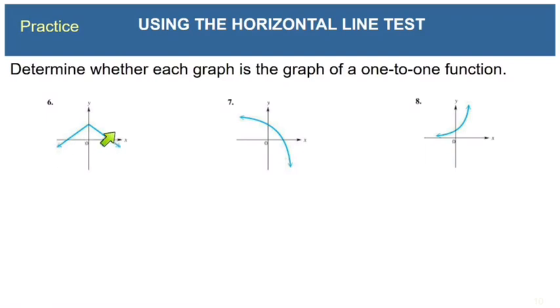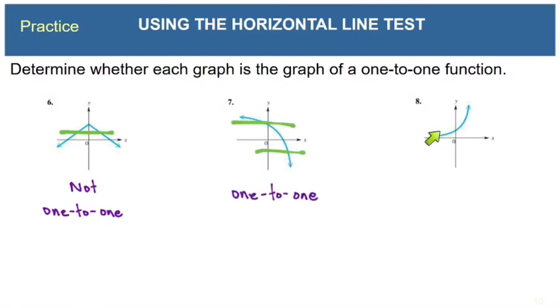On the first one, we draw a horizontal line, we cut the graph twice. This is not one-to-one. On the second one, any horizontal line will only touch the graph one time, so this is one-to-one. And the third one is one-to-one.